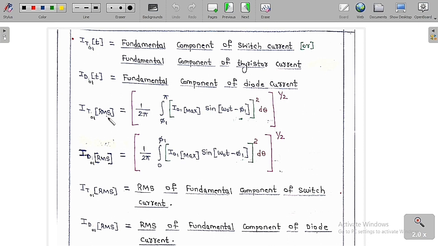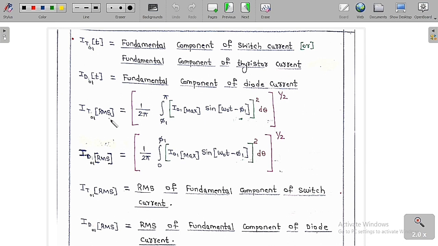The switch S1 is connecting only from phi 1 to pi. Only in this range, the fundamental component of the thyristor current is equal to the fundamental component of the output current, and in the remaining ranges it is equal to 0.